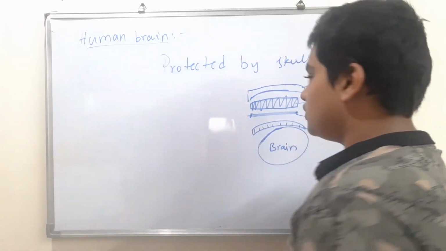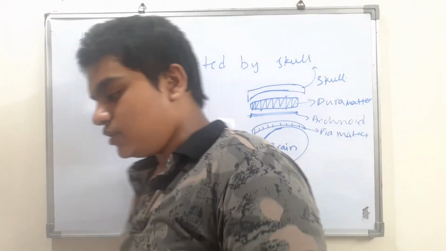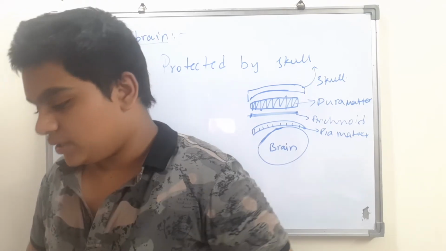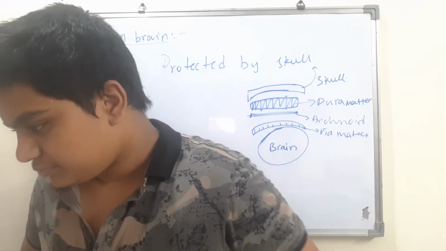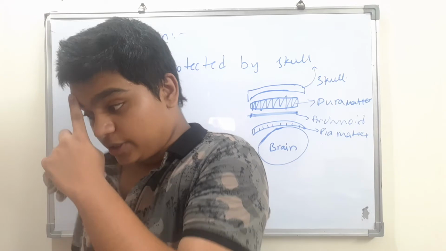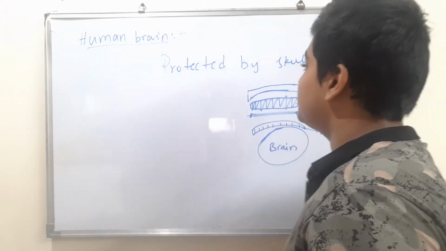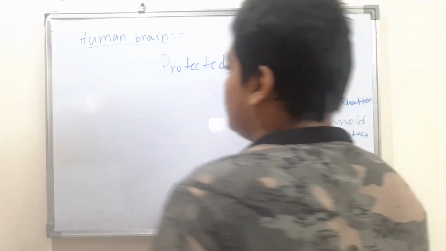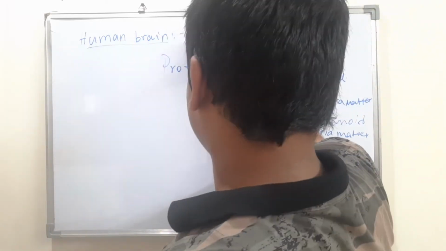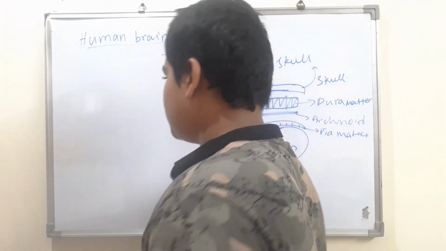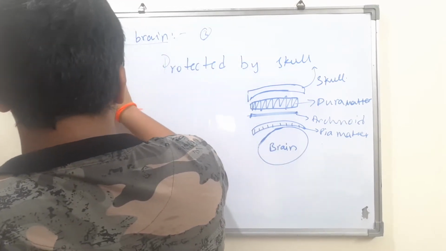Got this one? Okay, any doubt? No. Okay, let's continue. Now the human brain is generally divided into three parts.